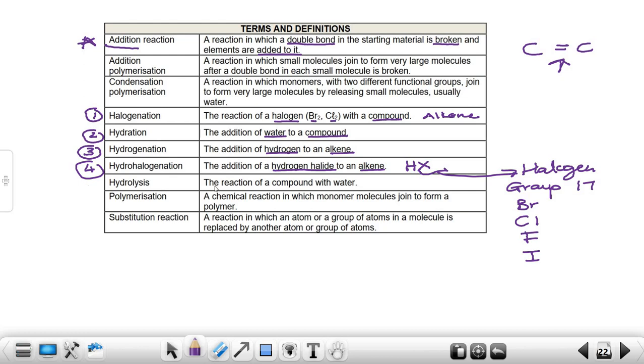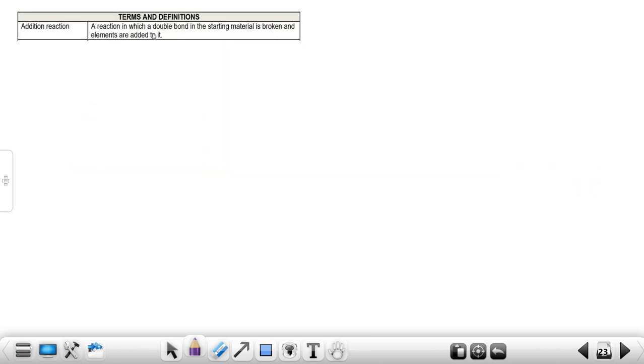Then there is hydrolysis, which is the reaction of a compound with water. But we are speaking about alkene, so we are going to add water to an alkene. Let's start. Addition reaction is a reaction in which a double bond in the starting material is broken and elements are added to it. So we are speaking about alkenes. Alkenes have this double bond which will be broken up.